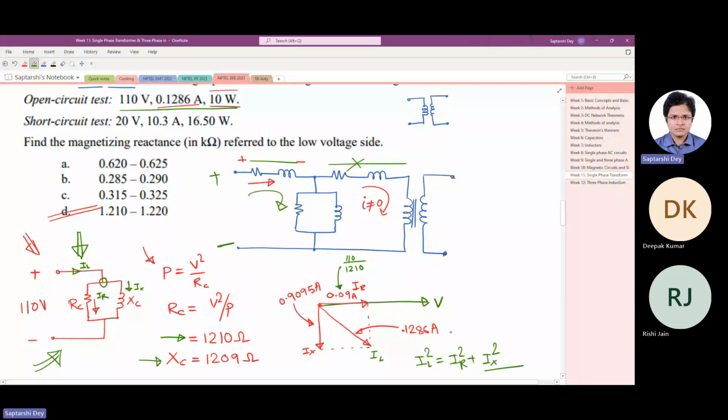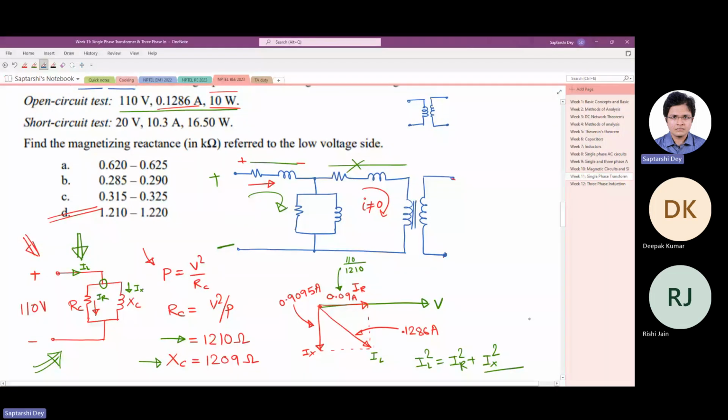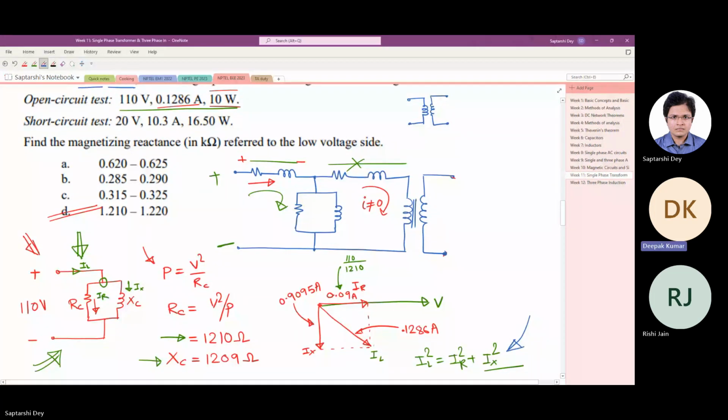Look at this equation. This one. Could you understand this equation? Any doubt here? Where is the point? Louder, louder. I can't hear you. Where is the point? This IL on the right hand side of the equation. Yes, yes, I understand.